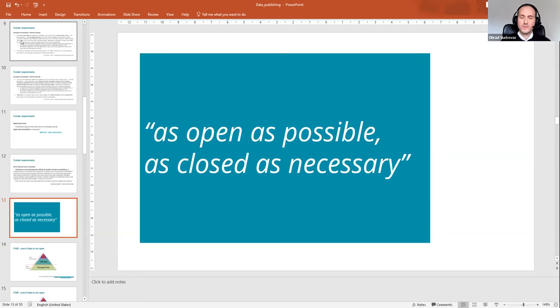Yes, just one thing to say. All the data can be closed for a certain amount of time, like I said, embargoed, for researchers to explore that data and create works, and later on it can be published openly if it is required. But what is important is that it must be stated in a data management plan. Especially funders like Horizon Europe are looking for that.